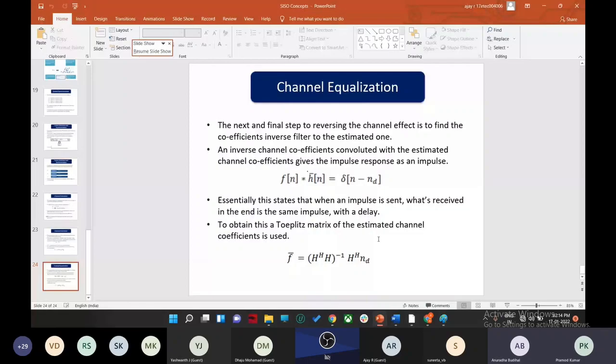Now I will be showing you the demonstration of the SISO transceiver, both transmitter and receiver data. Before that, I will show how the receiver code looks.